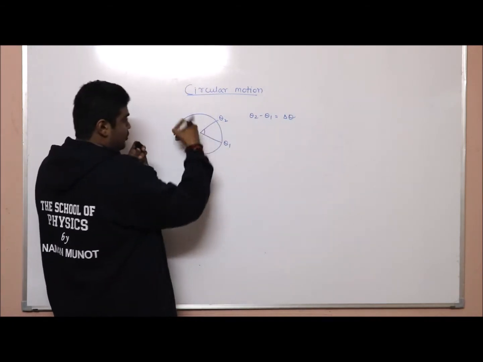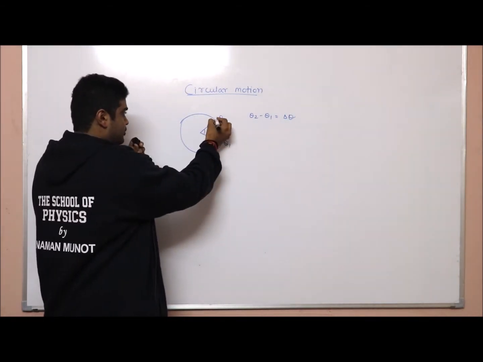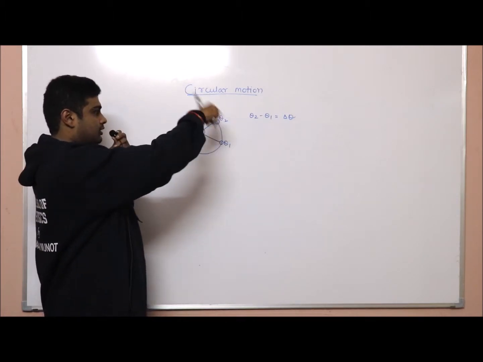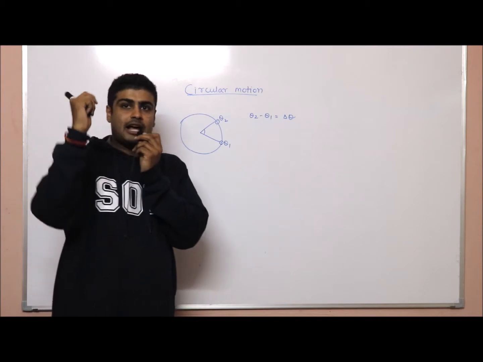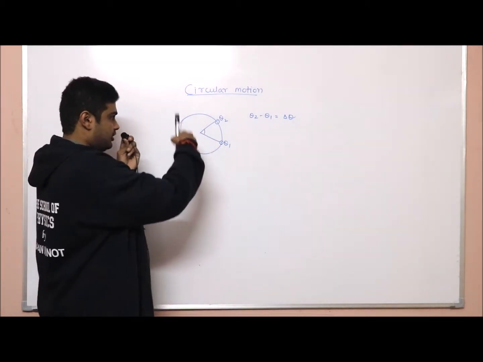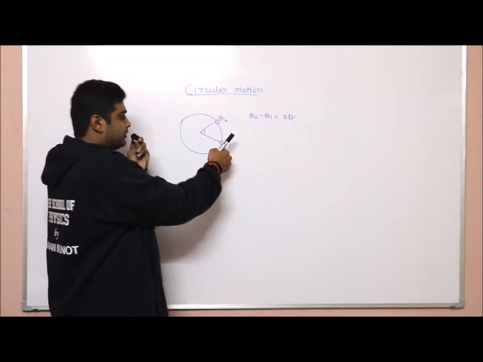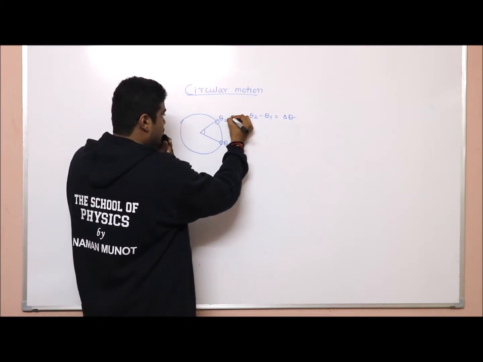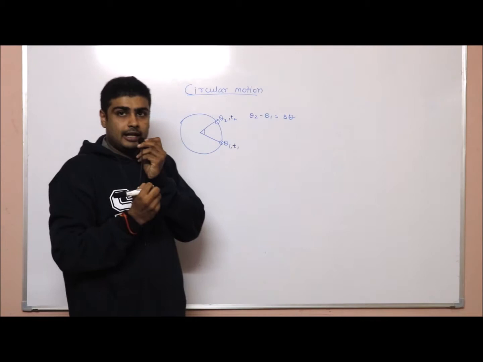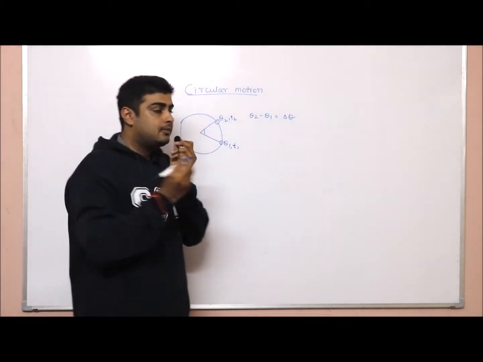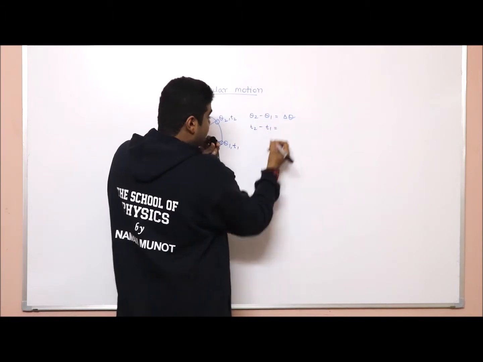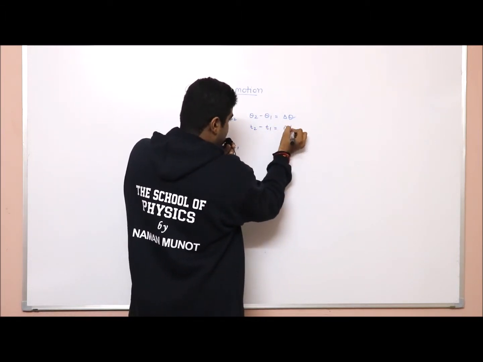Suppose we have this pendulum and we are rotating this bob attached with a string in a circle. It is at angle theta 1 at time t1 and it is at angle theta 2 at time t2. Then the difference in time t2 minus t1 is equal to delta t.